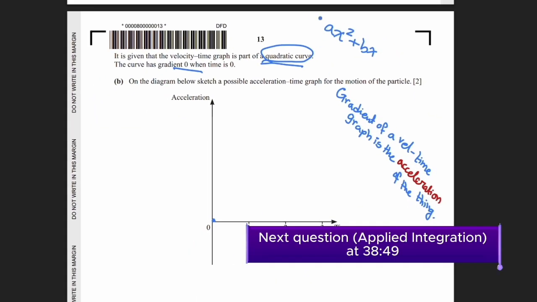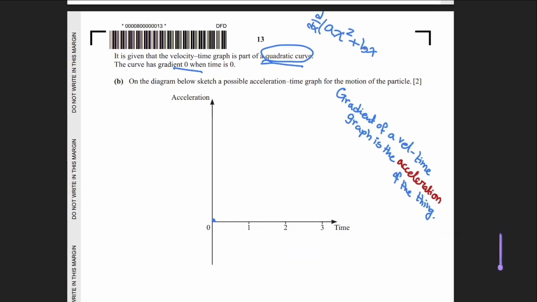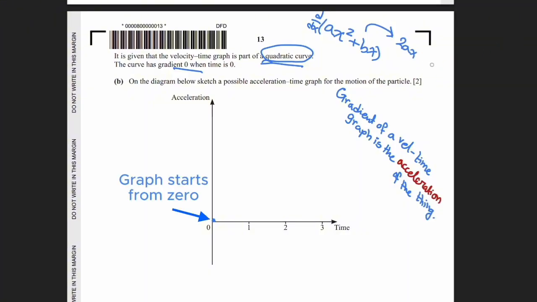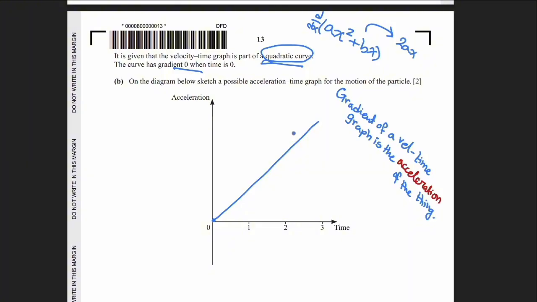We can also take the derivative of this, which will give us the equation for the acceleration, that is 2ax plus b. The plus b does not exist because, as I said, the graph starts from 0. So our graph is only 2ax, which is a straight line, right? It says only to sketch, not to plot a graph, so we don't need to find the value of a. We just need to know the shape, and the shape is a straight line only.